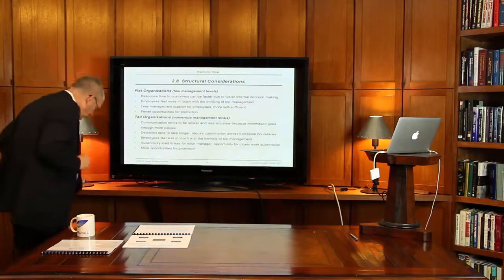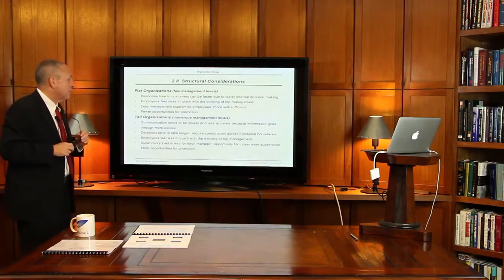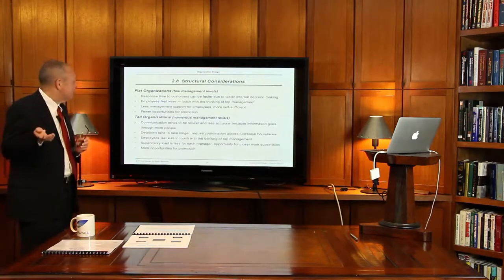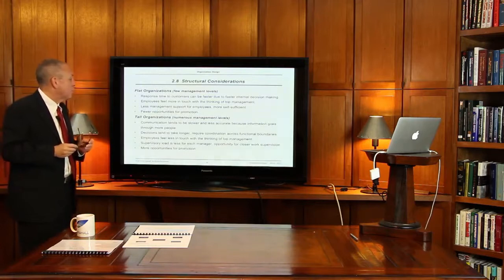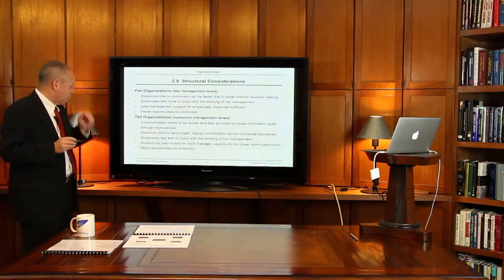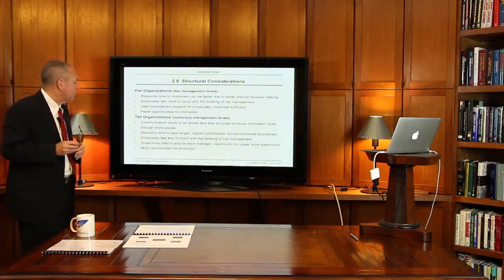There's pros and cons with each one. In a flat organization, response time can be faster because there's less people involved in making decisions. Employees feel more in touch with the thinking of top management because they're not so far away that we never see them or even know who they are. There's less management to get in the way, if you will, in terms of decision making. There are downsides. There's fewer opportunities for promotion, obviously.